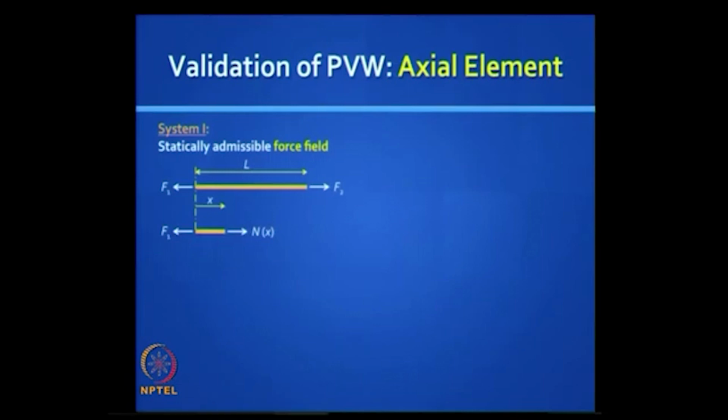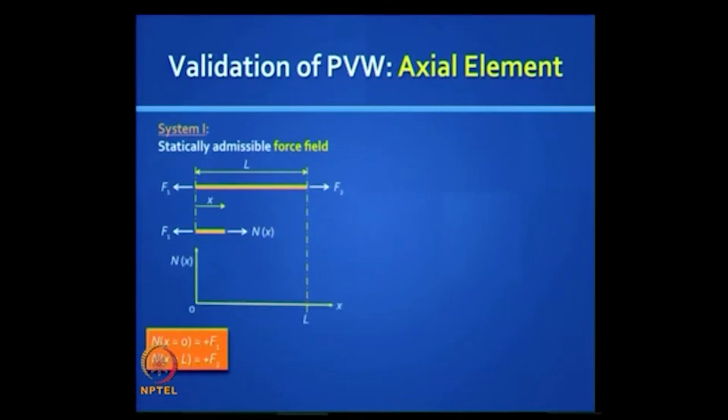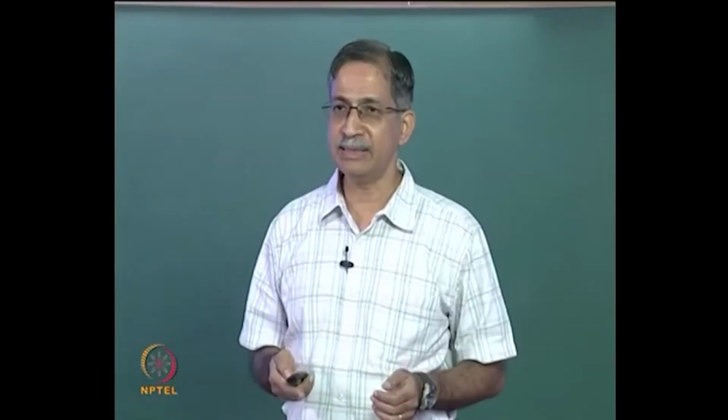Theoretically that force can change along the length of that bar, N of x, and simple equilibrium demands that for the overall free body F1 and F2 must be equal and opposite to each other, and the internal force in that bar must be a constant and equal to this external force, and let us say that force is P, so N of x is constant, it is equal to P. This is the complete information as far as the force field is concerned.